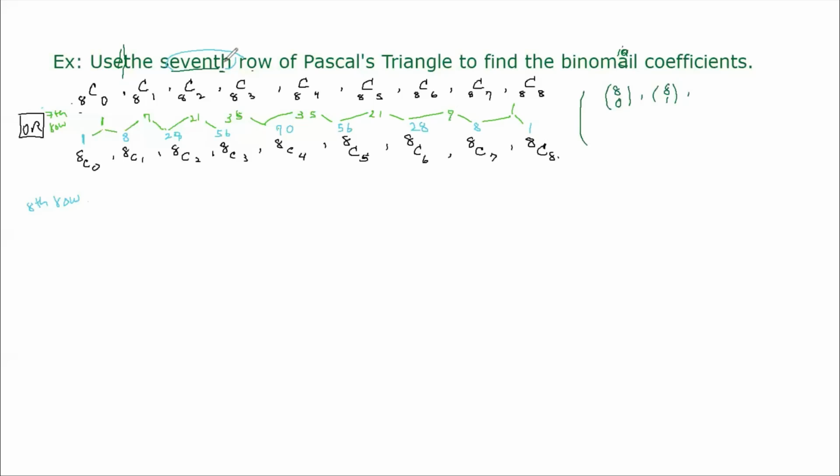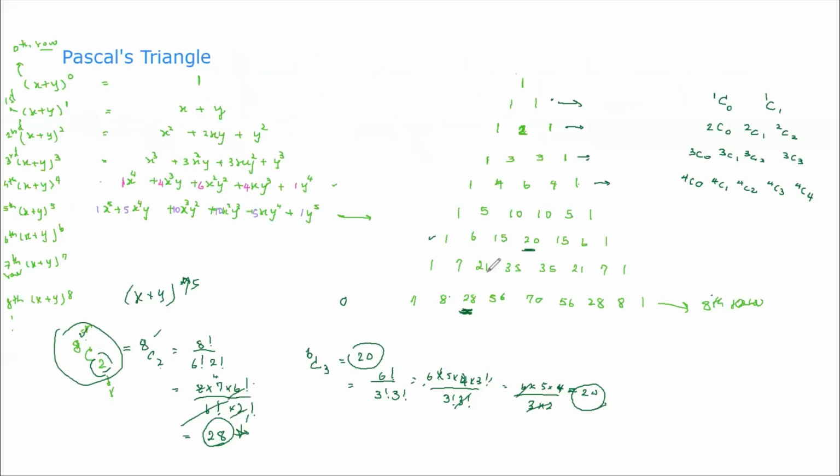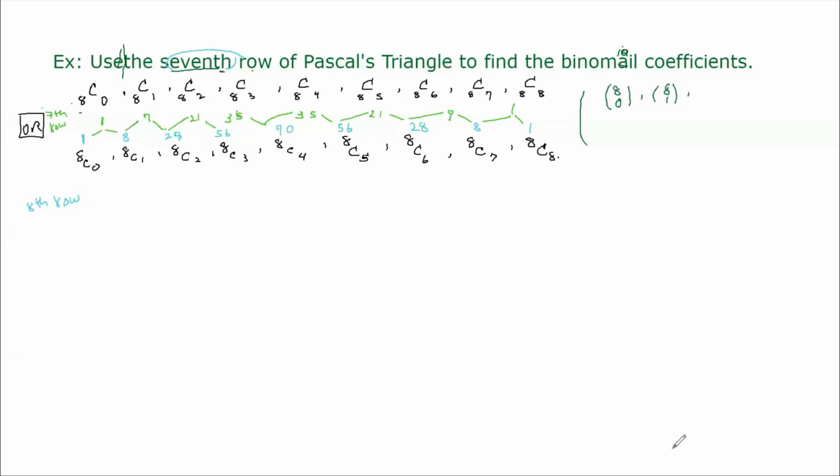So now we use the 8th row of Pascal triangle to find the binomial coefficients of the 7th row. So we get the answer for the 7th row: 1, 7, 21, 35, 35, 21, 7, and 1. Okay, so you can see 1, 7, 21. We check from the Pascal triangle, the row 7: 1, 7, 21, 35, 35, 21, 7, 1. Exactly the same. See that?